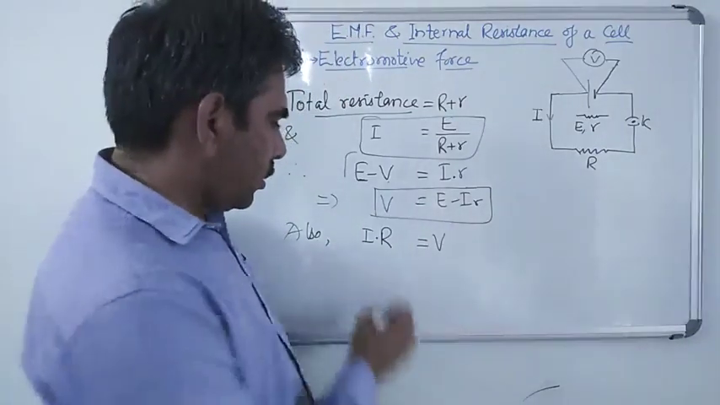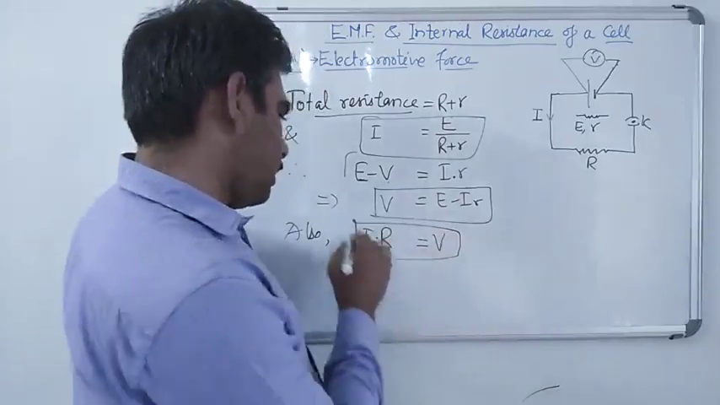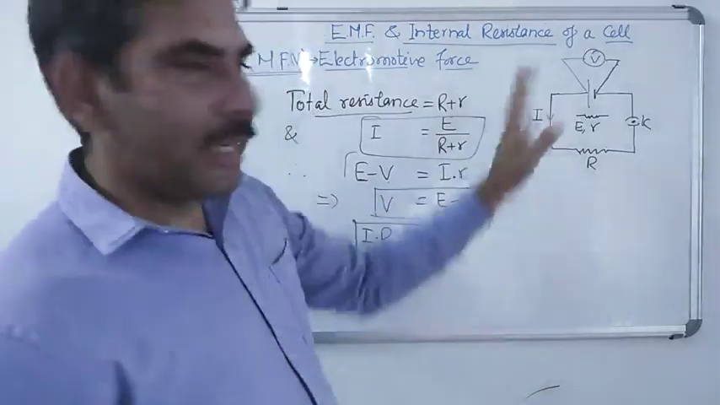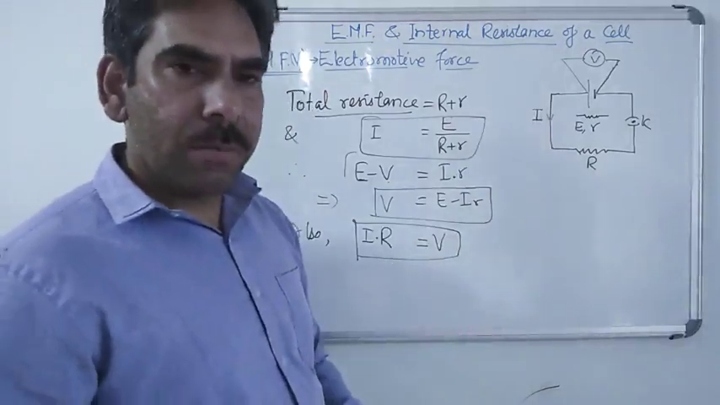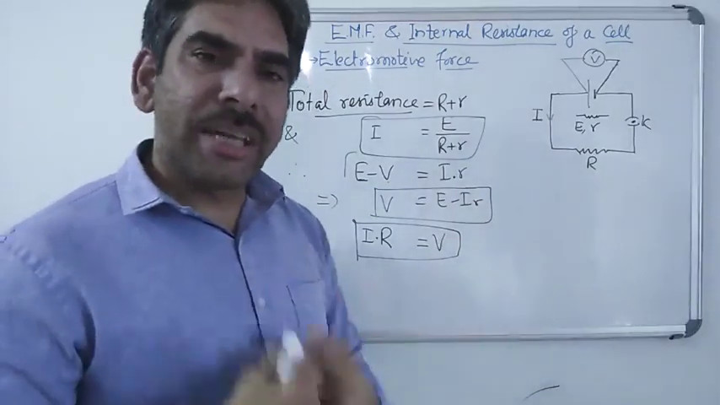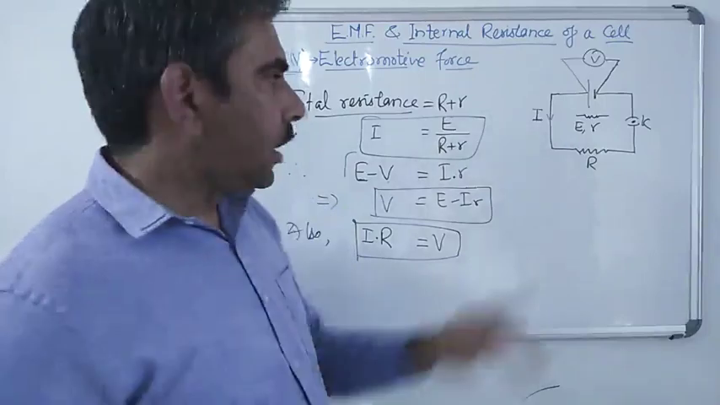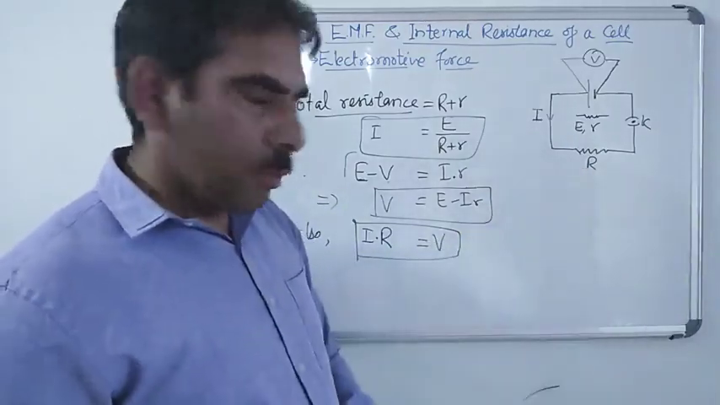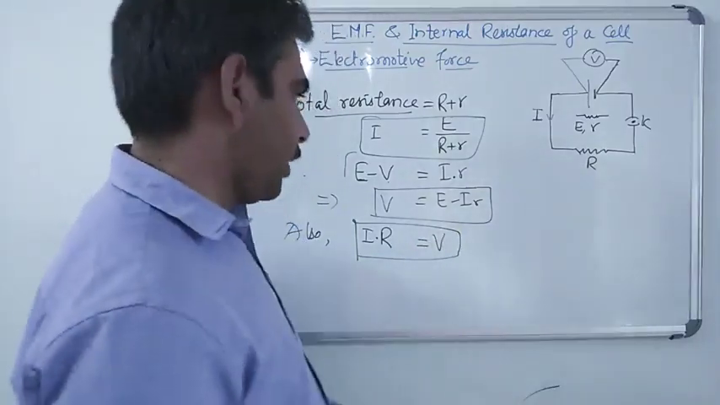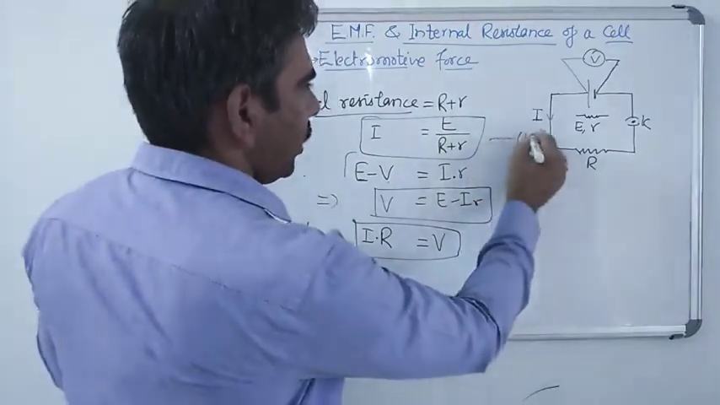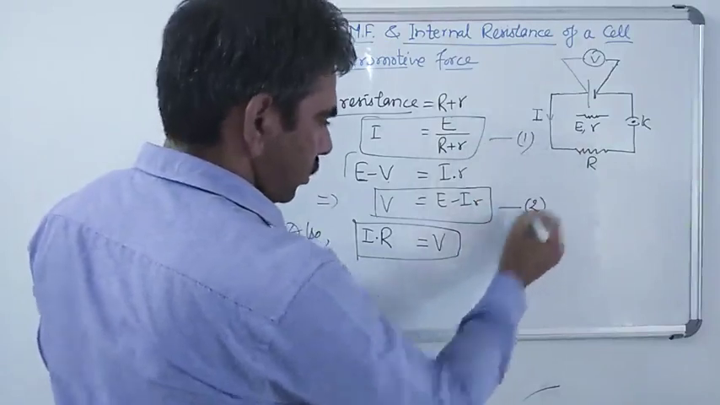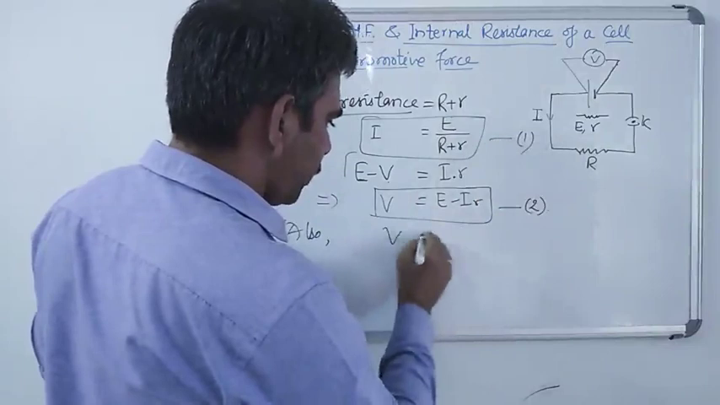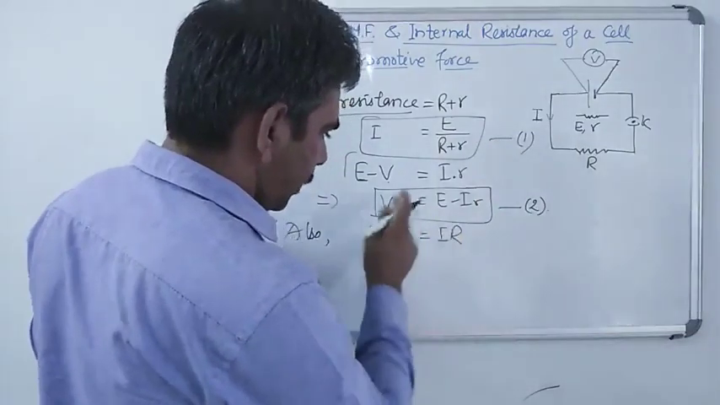Right? So one must remember that the terminal potential difference across the cell is equal to the potential drop taking place across the effective resistance of the circuit. It may be a single resistance or it may be a combination of series and parallel combinations of different resistances. Okay. So this is one equation. This is the second important equation to remember, or we can simply write it as V is equal to I times R. It is the same terminal potential difference.